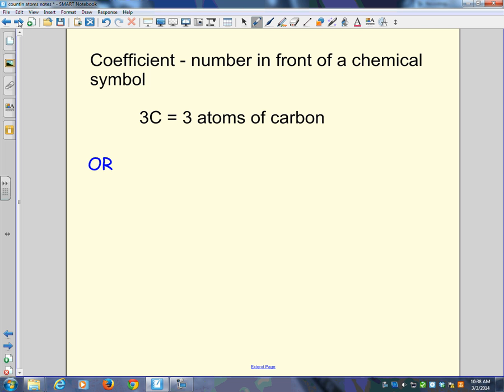Okay. What we call a coefficient. A coefficient is a number in front of a chemical symbol. Does it say that on the sheet? It does say that. A coefficient is a number in front of a chemical symbol. So if you've got 3C, well, that means 3 atoms of carbon.